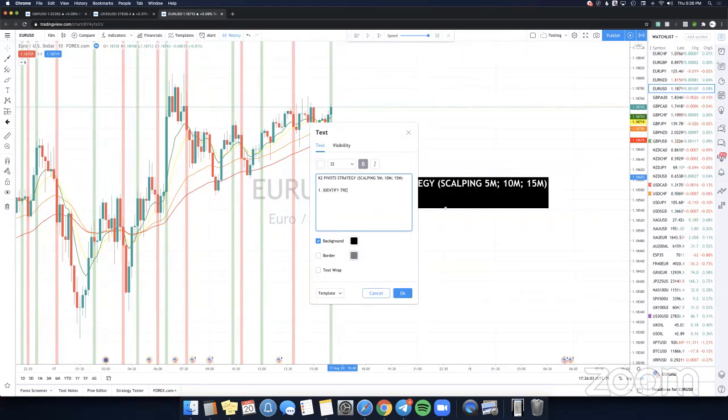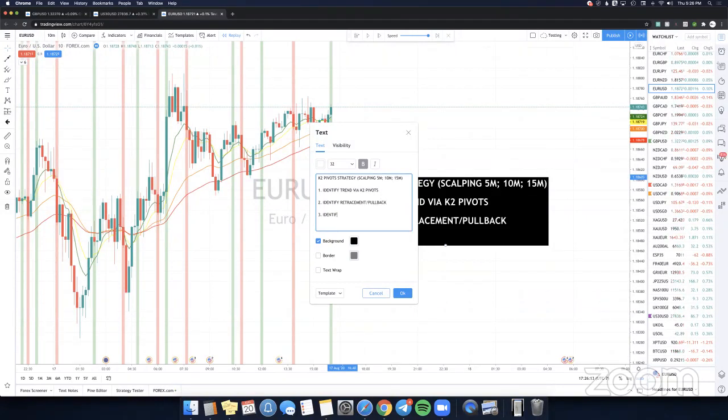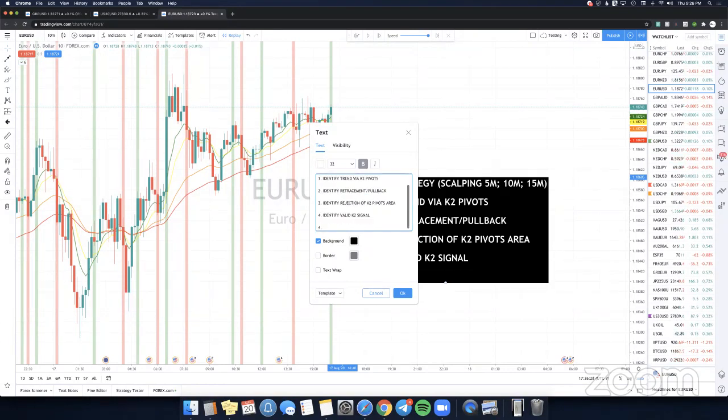identify trend via K2 pivots. Second requirement, identify retracement pullback. Third requirement, identify rejection of K2 pivots area. And lastly, identify valid K2 signal. And then you can enter on the open. Enter.